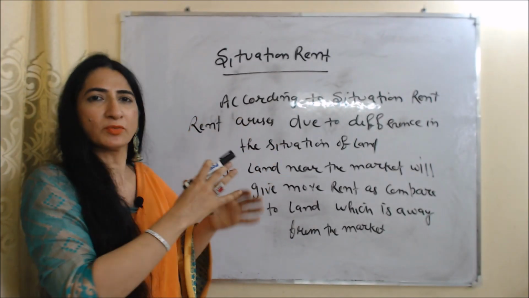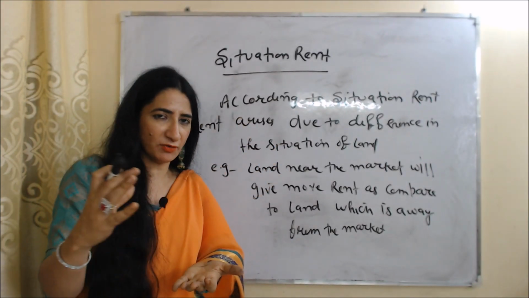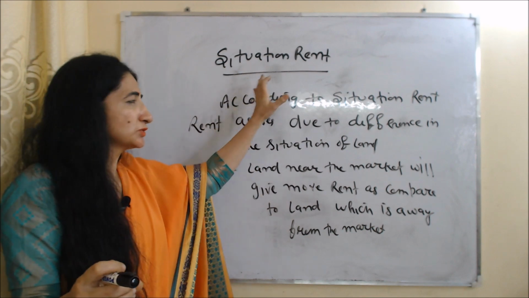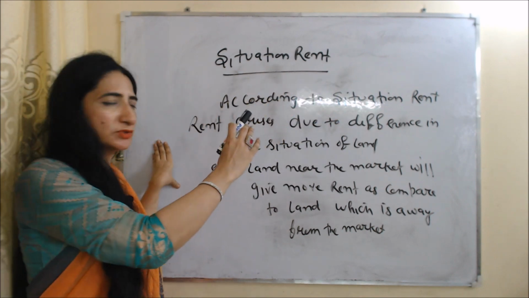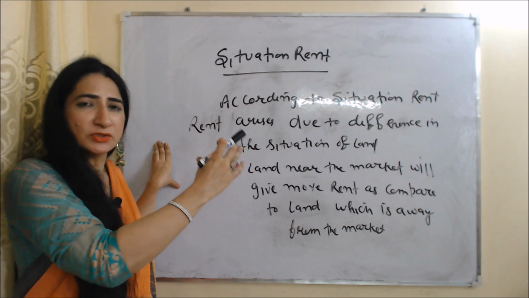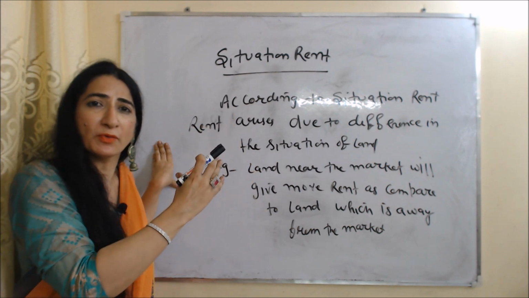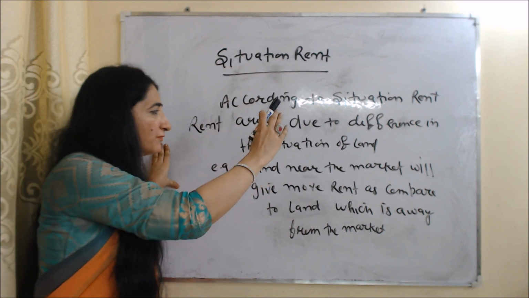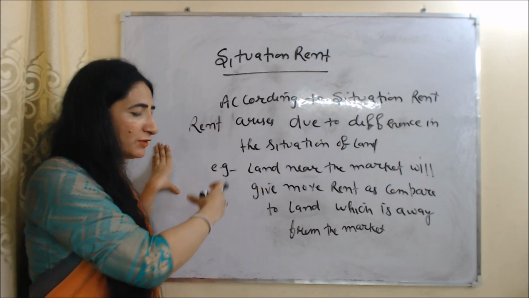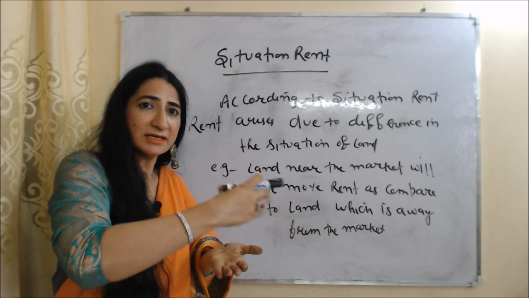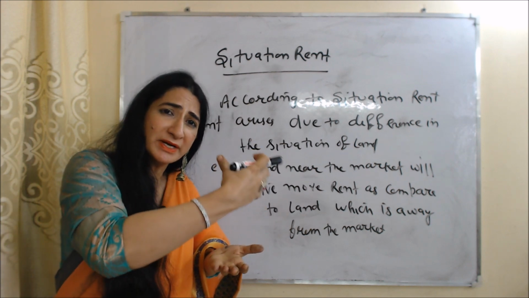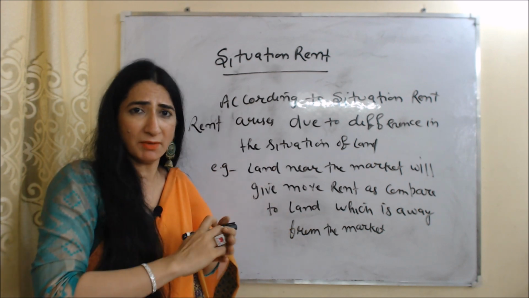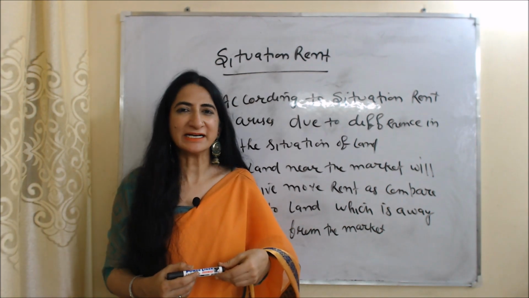Now we are going to talk about the last form of determination of rent by Ricardo. It is called situation rent. According to situation rent, rent arises due to differences in the situation of land. For example, land near the market will give us more rent as compared to land which is far from the market. This is all about the Ricardian theory of rent.